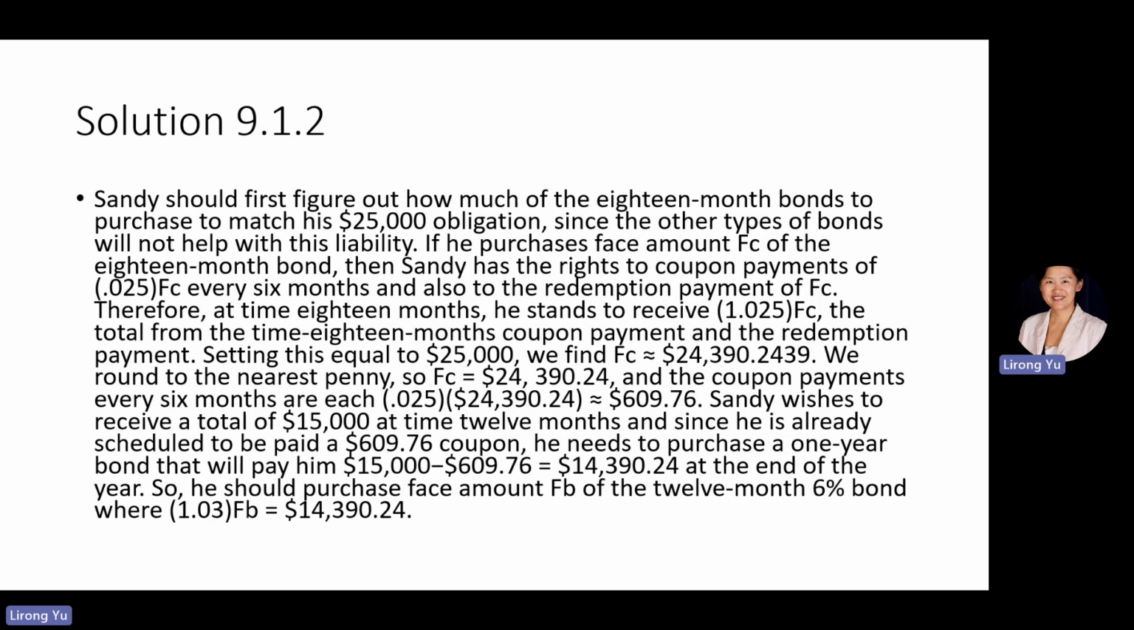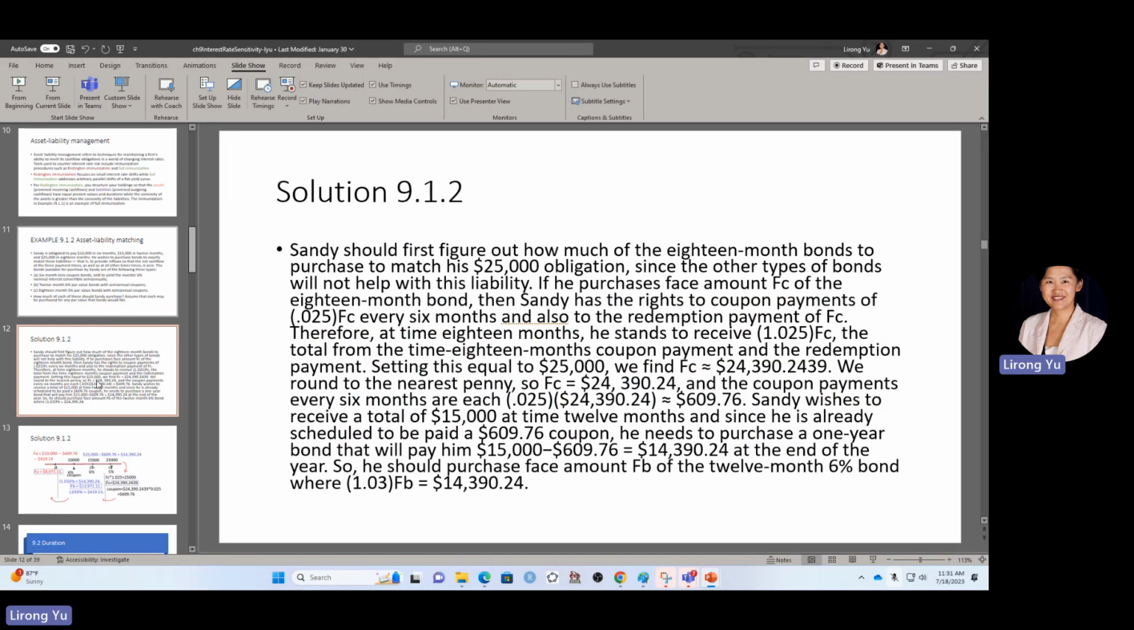The answer is 24390.24. That's how much we have to purchase of the last bond. Rounded to the nearest penny, the face value is 24390.24, and the coupon payment every 6 months will be 609.75. Now that we have the cash flow, we can start looking at it. It's going to look like this.